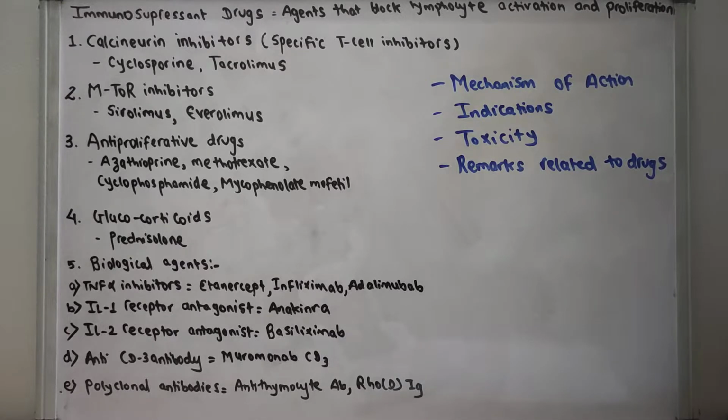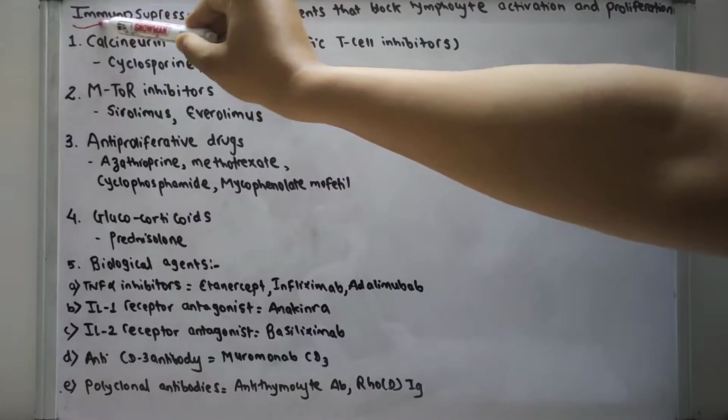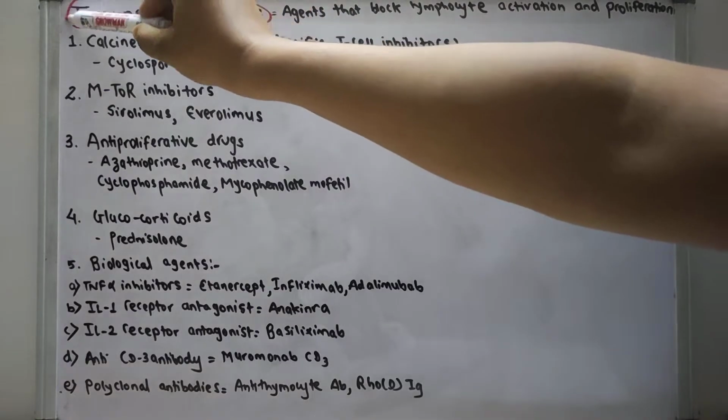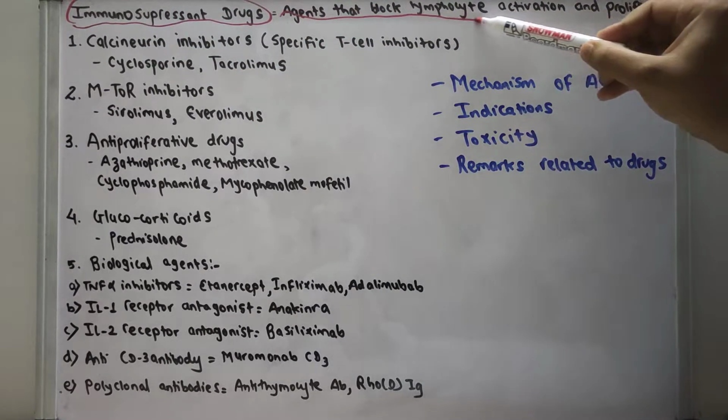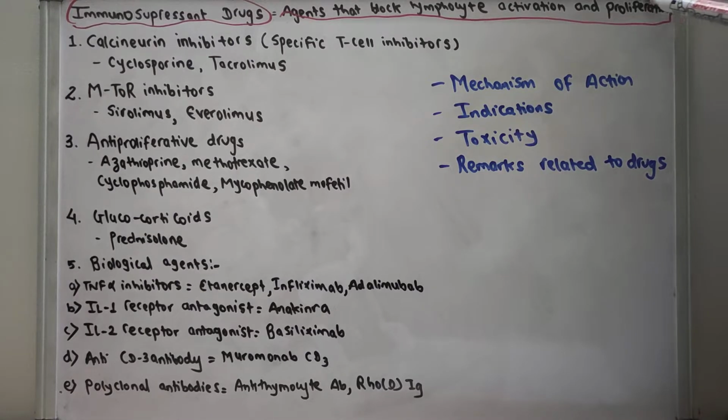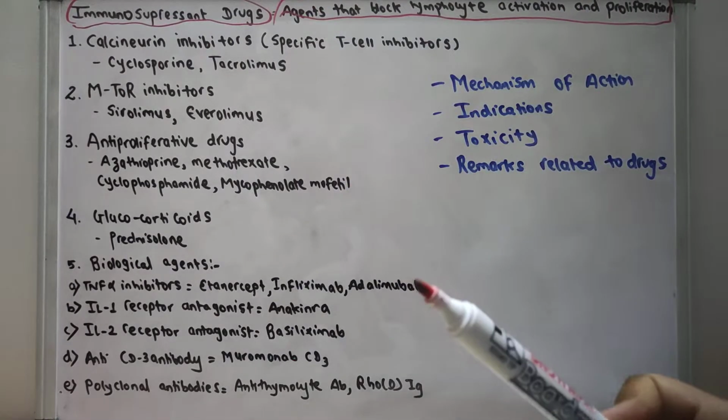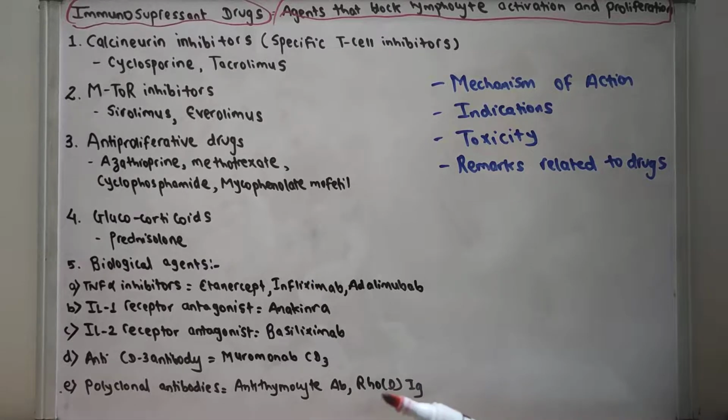So today we are going to talk about the various immunosuppressant drugs. The immunosuppressant drugs are the agents that block lymphocyte activation and proliferation. After blocking the lymphocyte activation and proliferation, it reduces acute transplant rejection by suppressing the cellular immunity. It is also used in prophylaxis to prevent transplant rejection.